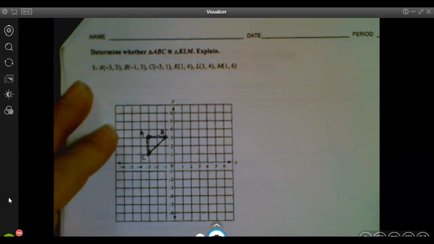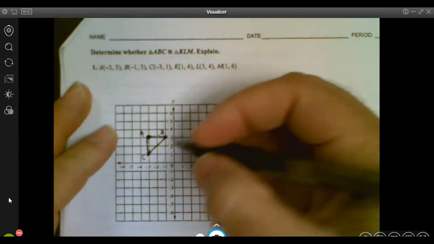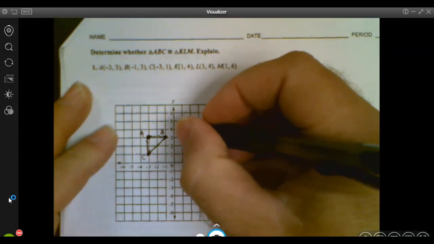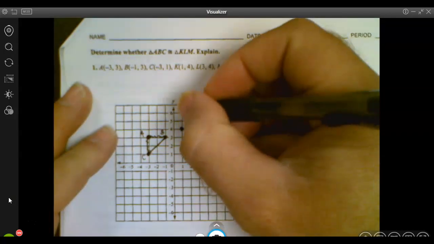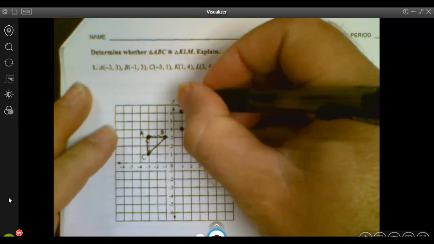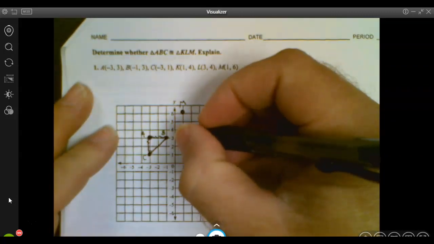And let's do KLM. So K is 1, 4. L is 3, 4. M is 1, 6. So that was KLM.